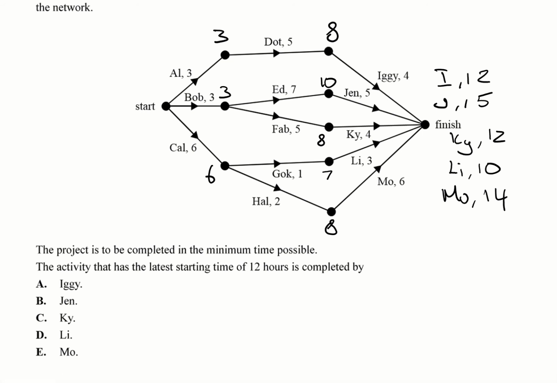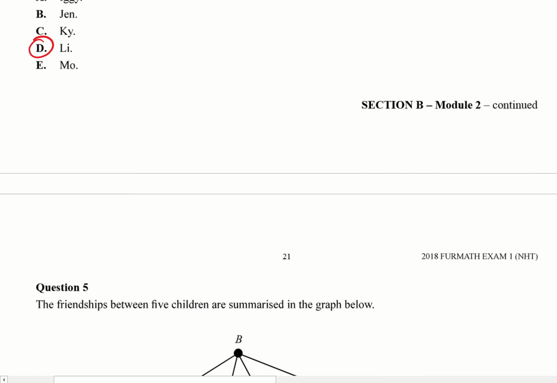Normally you'd go back and look for the highest number. So you're going to go 15 minus 4 is 11. It's not going to be that, because this is the one that's the latest start time. 15 minus 5 would be 10. It's not going to be that. 15 minus 4 is going to be 11. It's not going to be that. 15 minus 3 is going to be 12. It's looking like that. 15 minus 6 is going to be 11. Not that. So therefore it's Lee. So we're going to circle D for Lee.